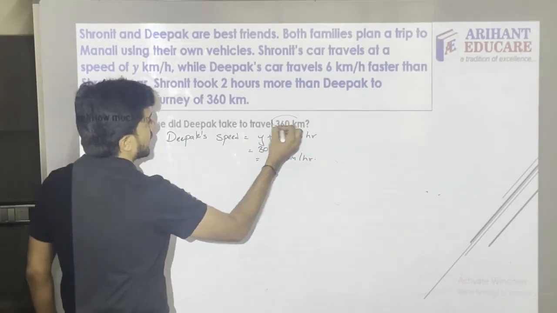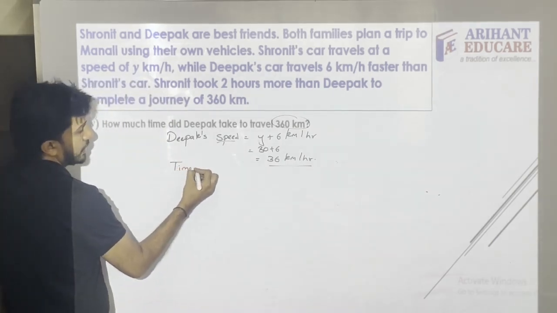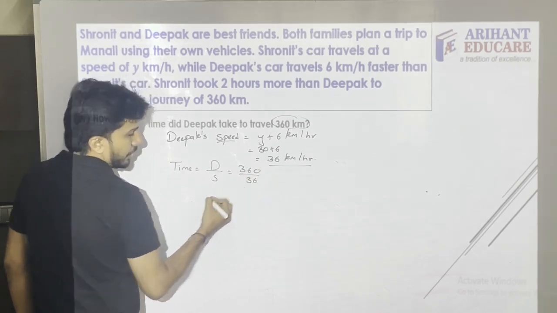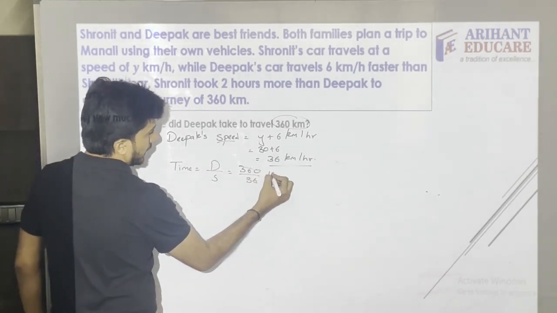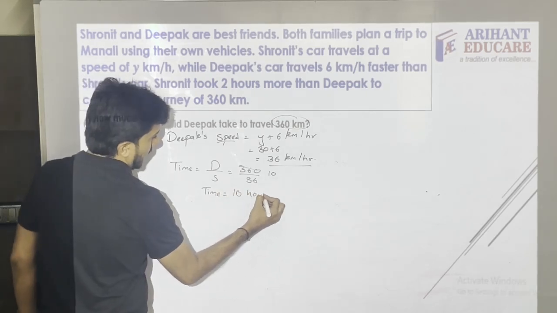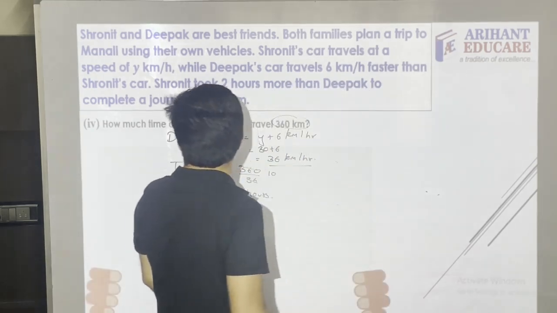Now the distance is 360 km. Speed is 36 km per hour. Time: what is the formula? Distance by speed, 360 by 36. 1s are, 10s are. So time taken by Deepak sir will become 10 hours. Simple. Let's see the last question on the same.